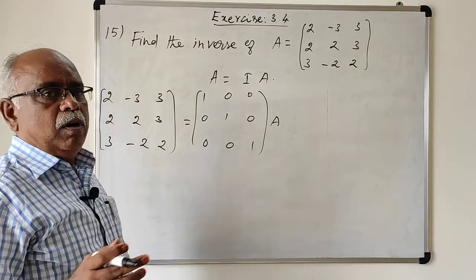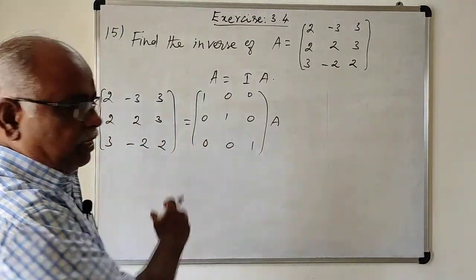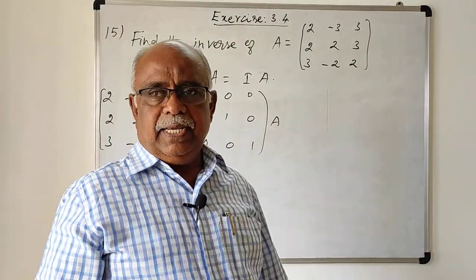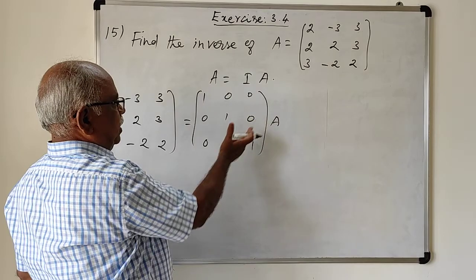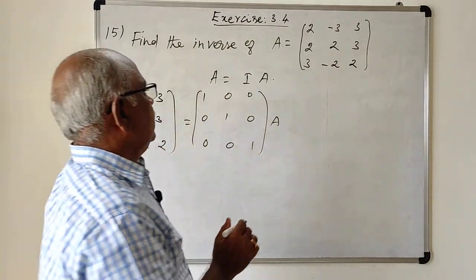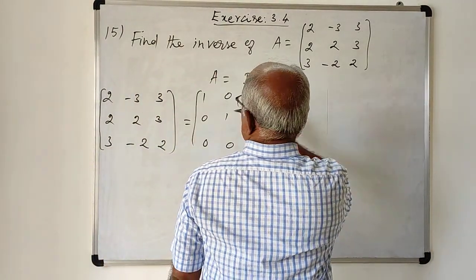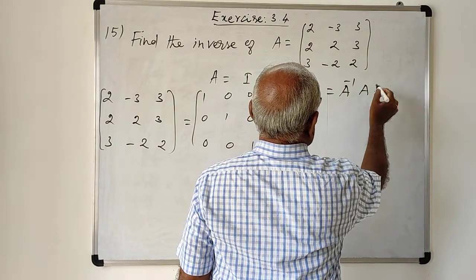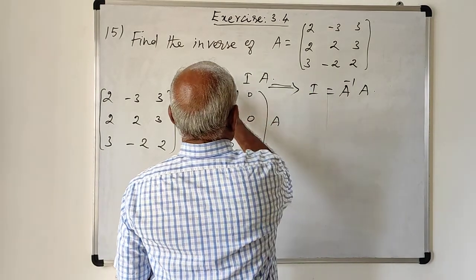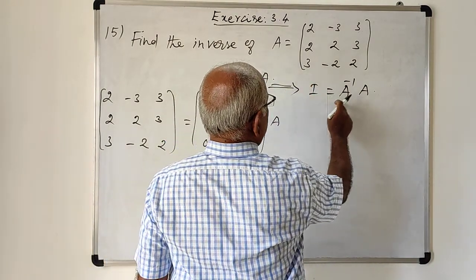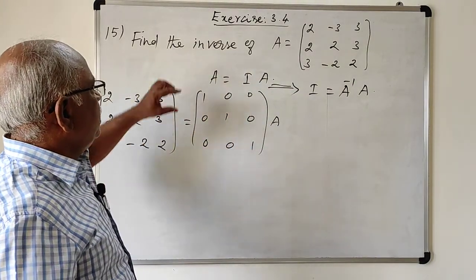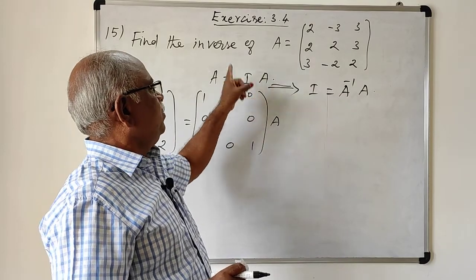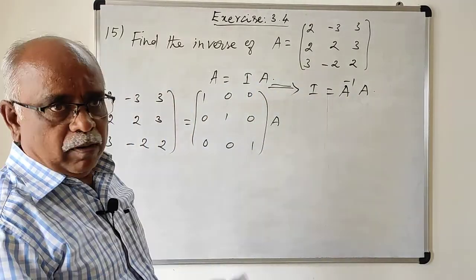Now we are going to apply elementary operations on both sides of this equation, and we convert the left-hand side matrix into a unit matrix of order 3, and automatically the right-hand side matrix becomes the inverse of A. That is, we know that I equal to A inverse into A. We are converting A equal to IA into I equal to A inverse into A. We are converting this A matrix into the identity matrix, and automatically the identity matrix becomes the inverse of A using elementary operations.